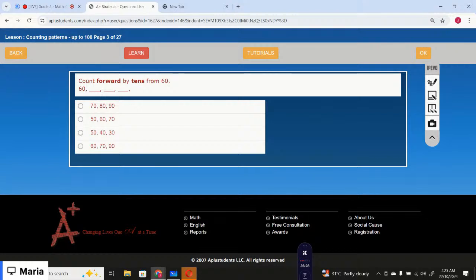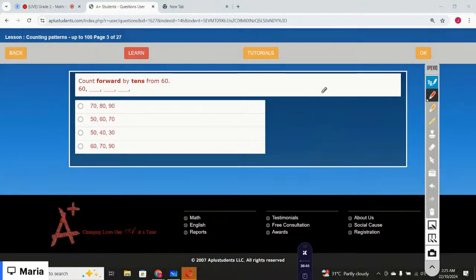Count forward by tens from 60. So which is the correct option? That is 60. Then 60 plus 10 is 70. Then 70 plus 10 is 80. Then 80 plus 10 is 90.